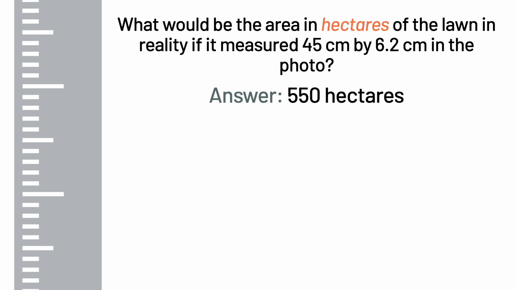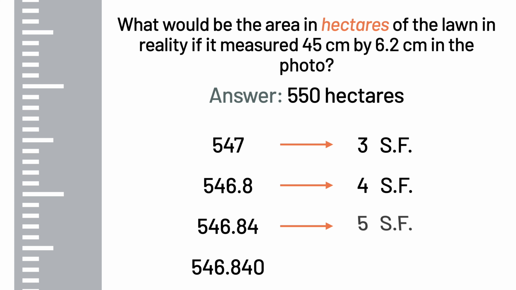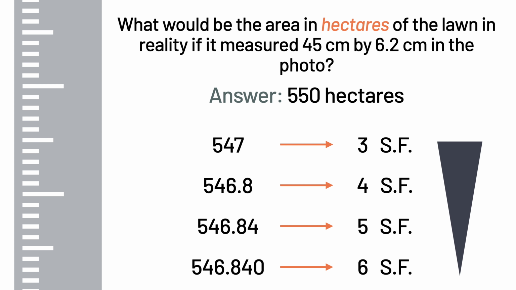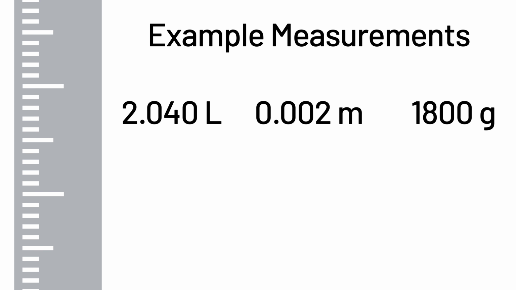I could have reported the area of the lawn as any of these values: 547, 546.8, 546.84, 546.840. However, each choice has a different number of significant figures. The higher the number of significant figures, the more accurate the measurement. I've told you the number of significant figures in each value, but let's cover how I got them. I have provided you with 3 different measurements, each with a different number of significant figures for us to count. The first rule for significant figures is that all non-zero numbers are significant. I've highlighted each of them in orange.